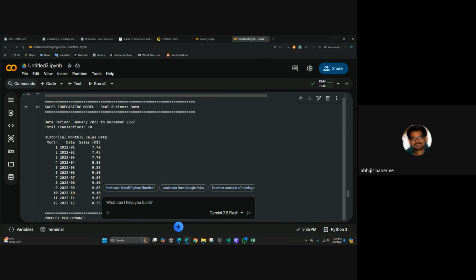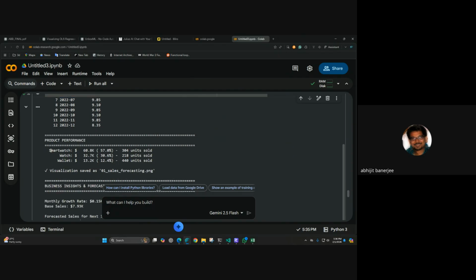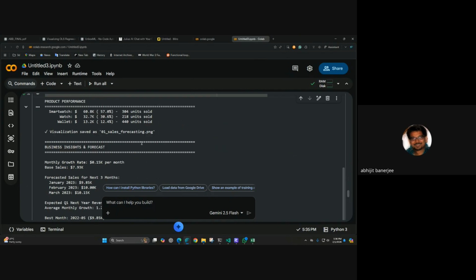We now have the historical monthly sales. I repeat, historical monthly sales. I've aggregated by month. This is January, this is February, and then the sales of the independent month. Then we have the product performance. Out of those accessories, there are other products. We found out smart watch is 57 point this. These are called the business insights. We are taking all the business insights through a simple code itself. How many units sold? Now, with these visualizations, I'll go into the visualizations.